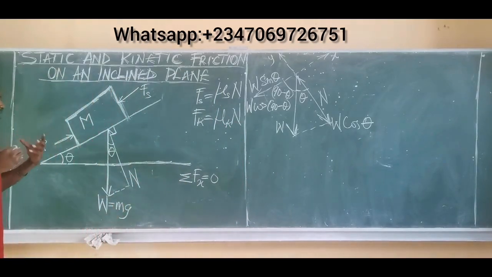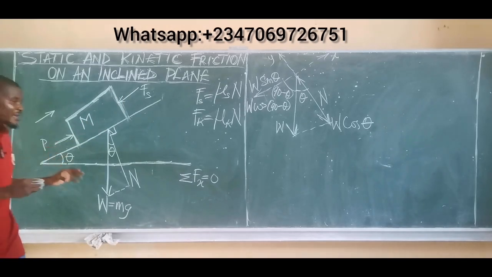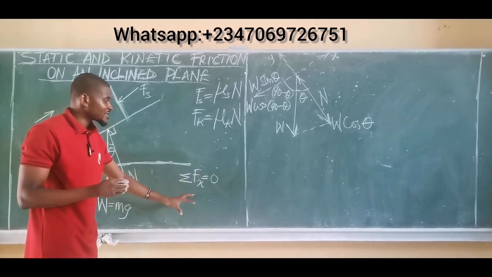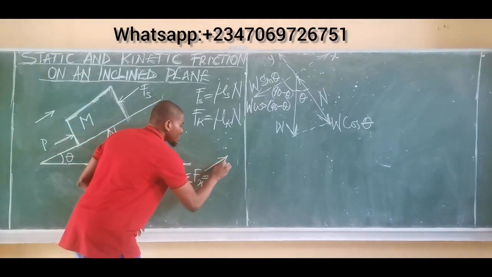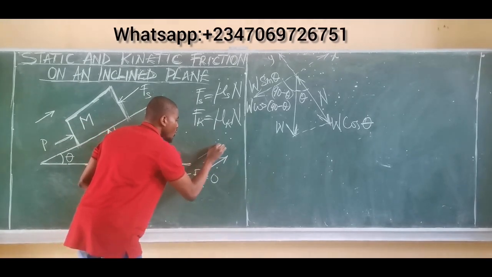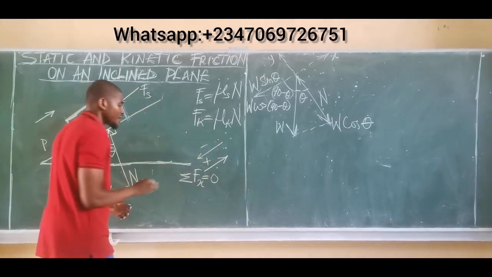Now the idea I said earlier is for this force P to move this object up the plane. This simply means any object that moves up the plane, or any force that moves up the plane, remains a positive force. And as such, any force that comes down the plane remains a negative force. So you apply this, summation of force in the x-axis is equal to 0. Horizontally moving upwards is considered positive. Horizontally coming downwards is considered negative.